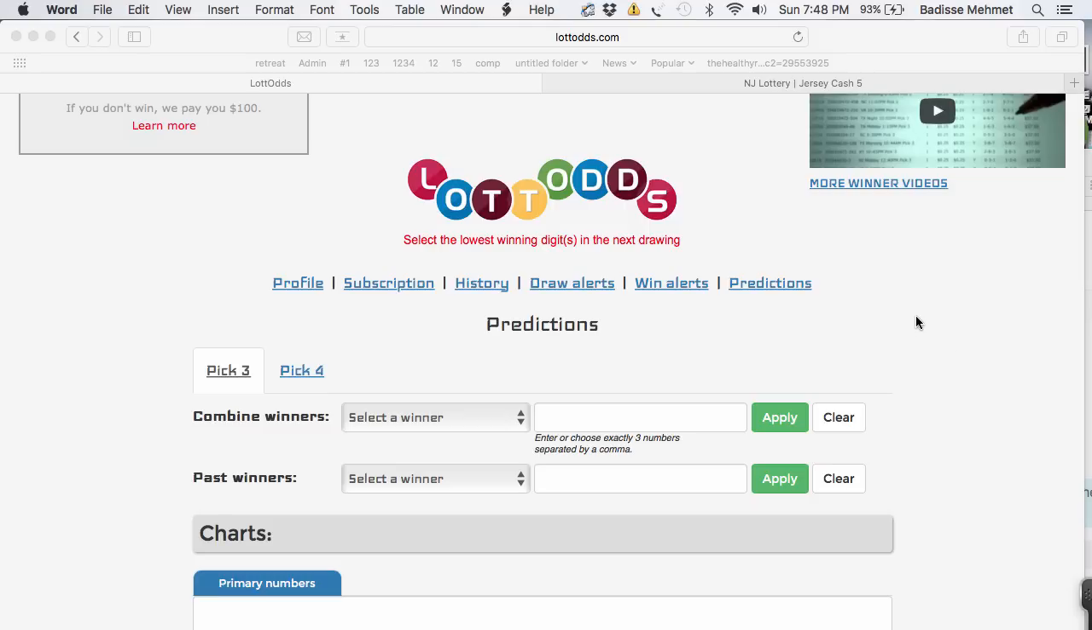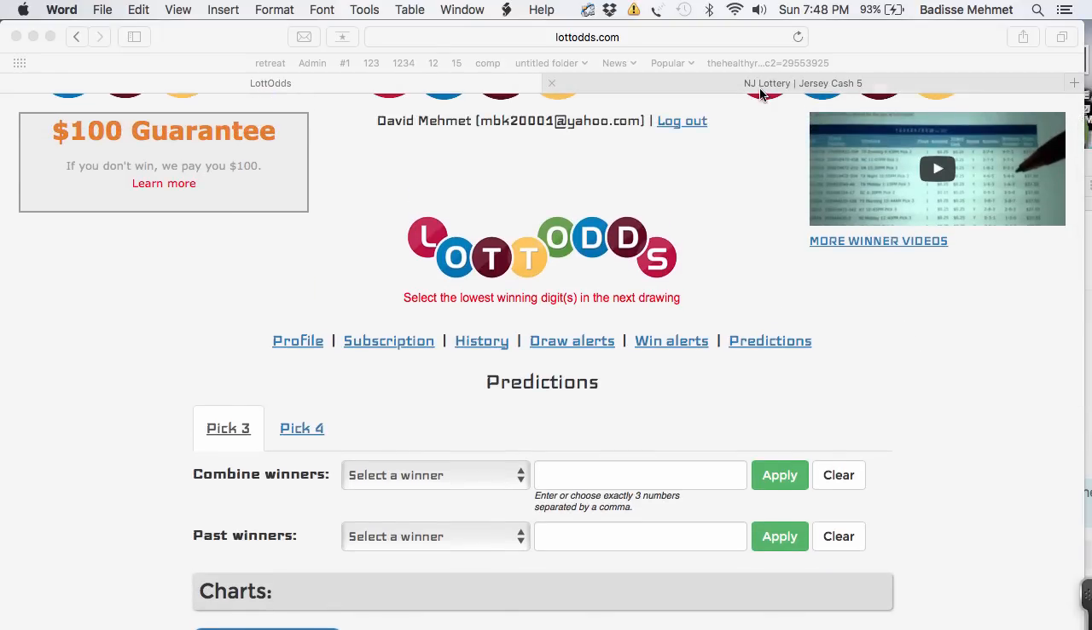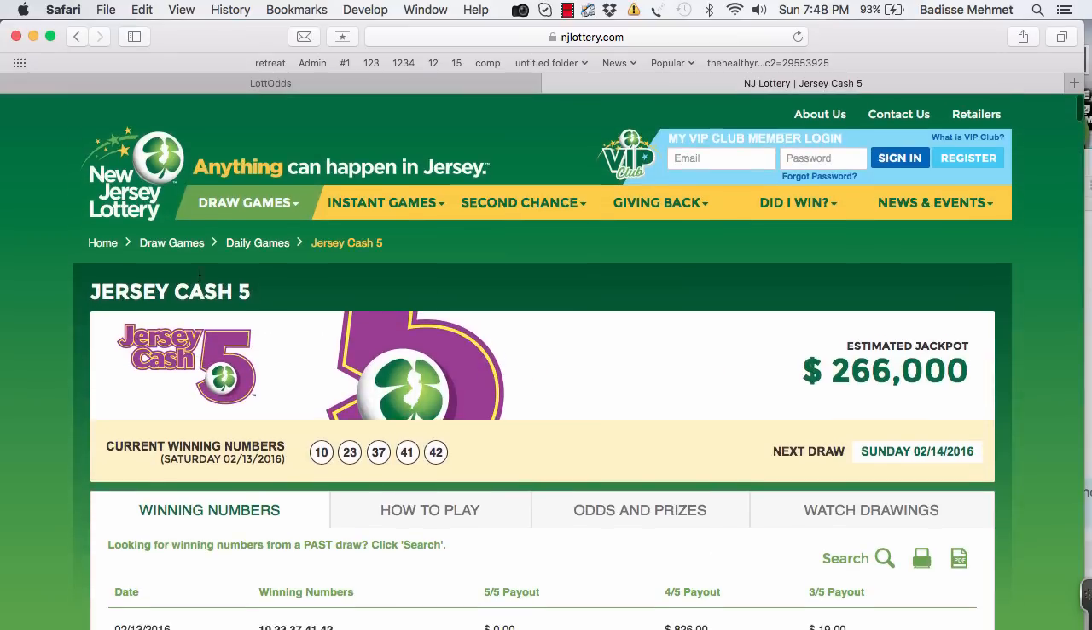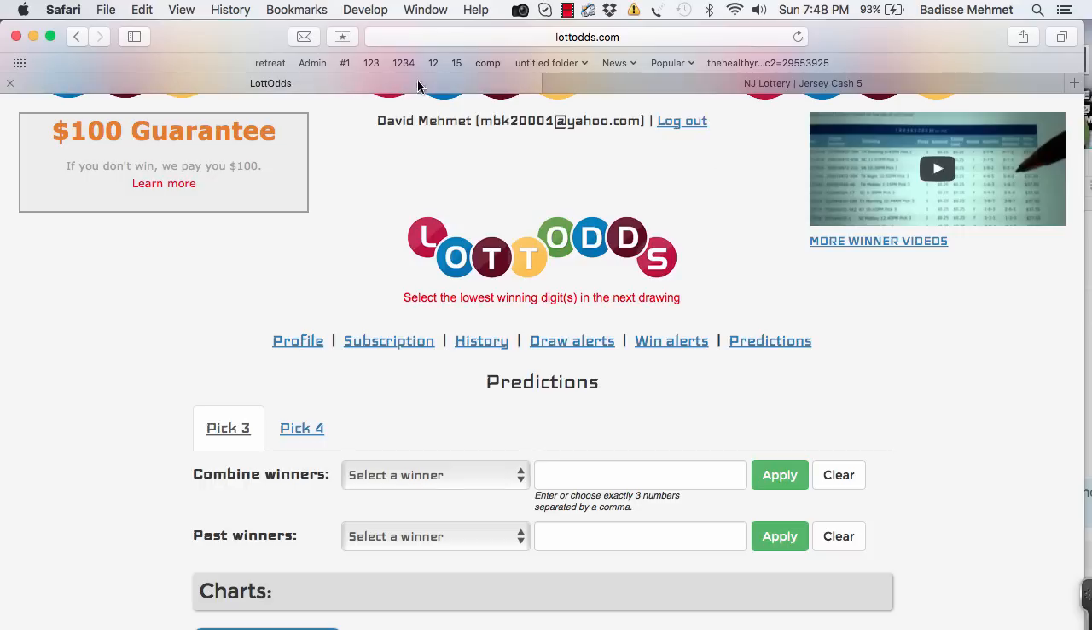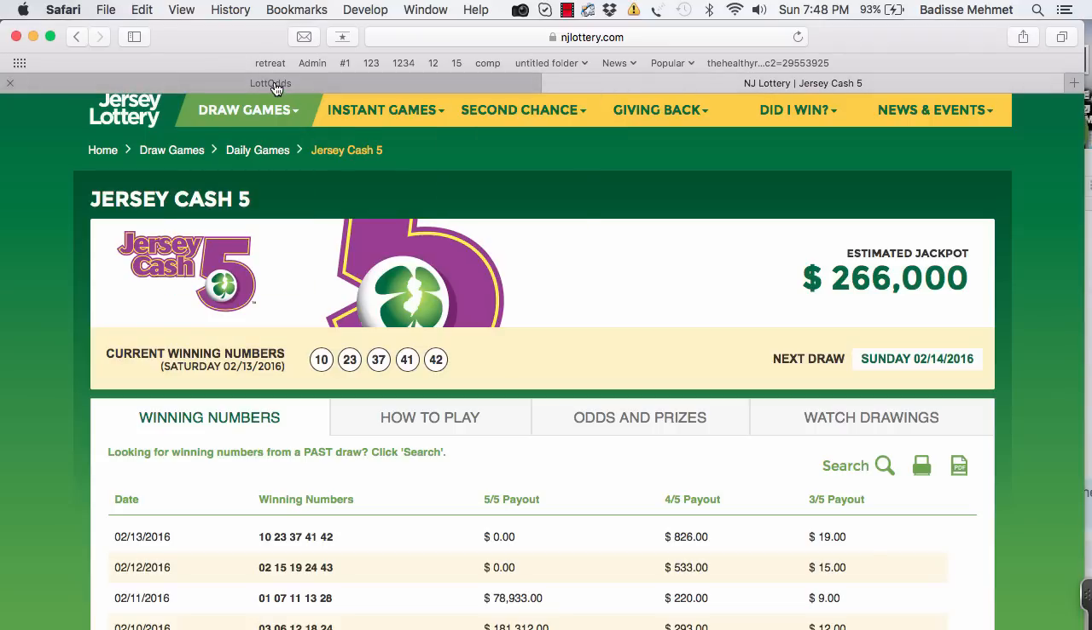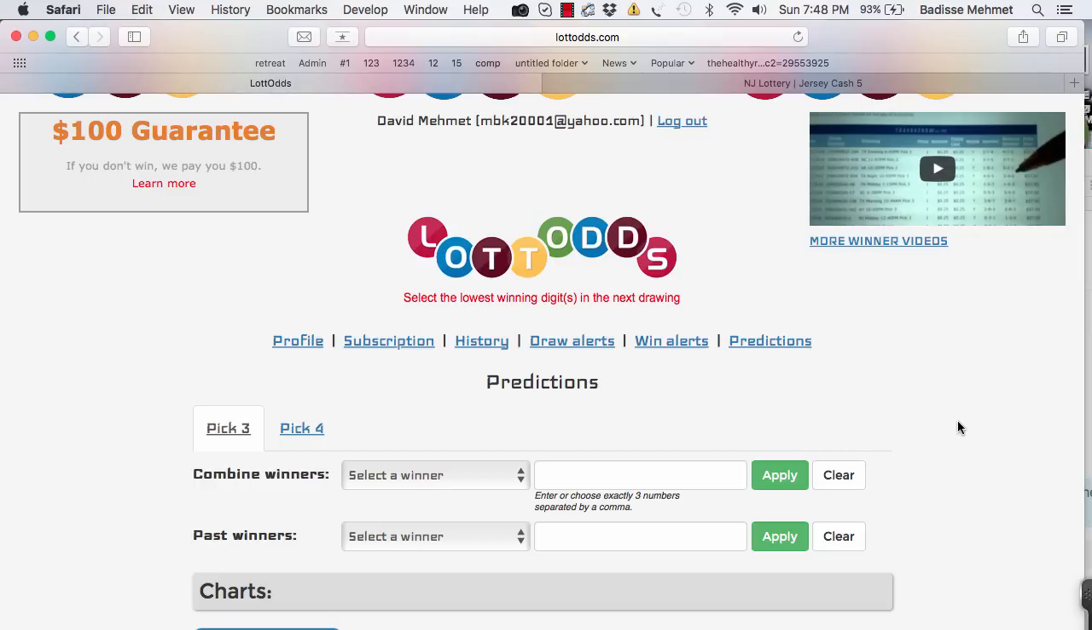Okay, continuing from my video yesterday pertaining to the Cash5. When I say Cash5, I'm referring to the New Jersey lottery website, but this methodology can be applied to all five-numbered lottery systems that are similar to the New Jersey Cash5. Some of them are called Pick 5.